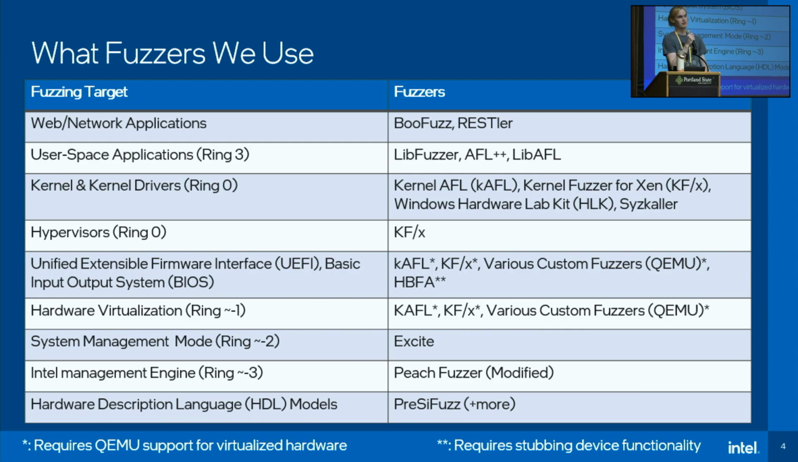And then even below that, when we're at the hardware description language layer, where we're looking at VHDL models of CPUs that are not produced, not even modeled, not emulated, nothing, we can fuzz them at the RTL or VHDL layer with tools like PreciFuzz, which I think is actually on GitHub now, so you can look that one up as well. So moral of the story, there are a lot of fuzzers.